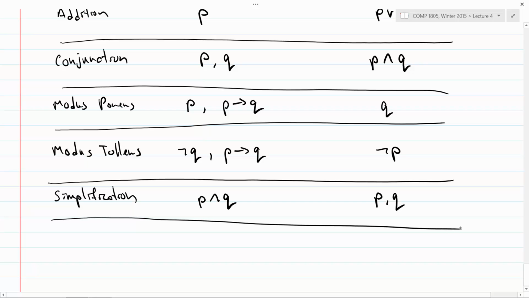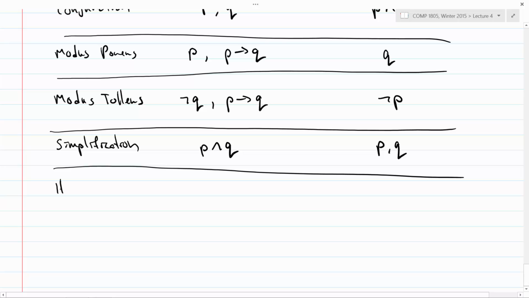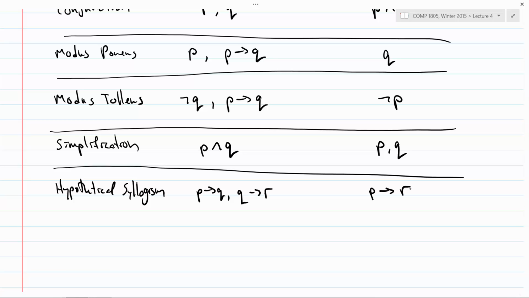After simplification, we have kind of a weird one called hypothetical syllogism. And it says, given P implies Q and Q implies R, you're allowed to conclude P implies R. So it's kind of like skipping that middle step, canceling it out if you like. This is something related to the idea of transitivity, which we'll talk about much later in this course.